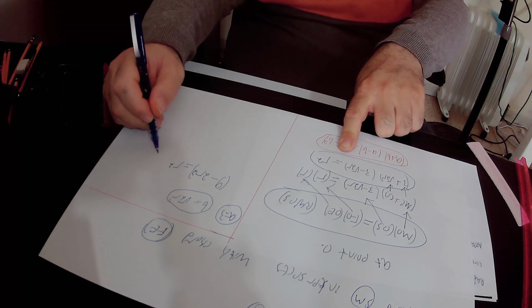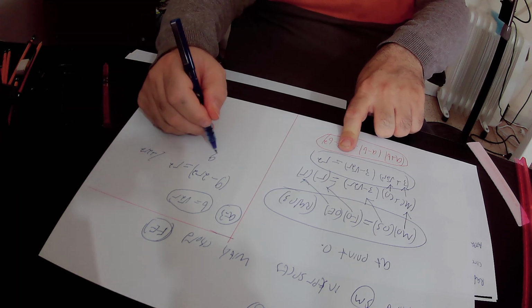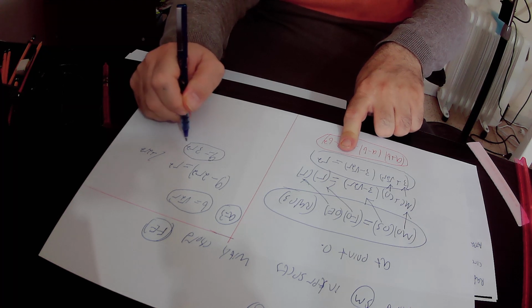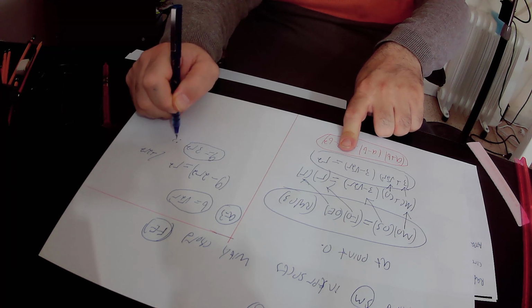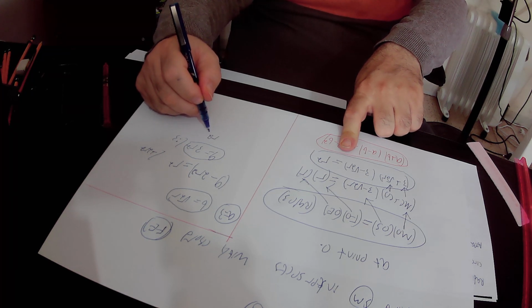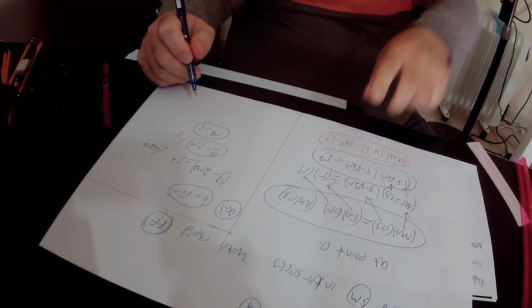Here we will add 2R squared to this equation, and we'll get that 9 equals R squared plus 2R squared, which is 3R squared. We'll divide this equation by 3, and we get that R squared equals 9 over 3, which is 3. So R squared equals 3.